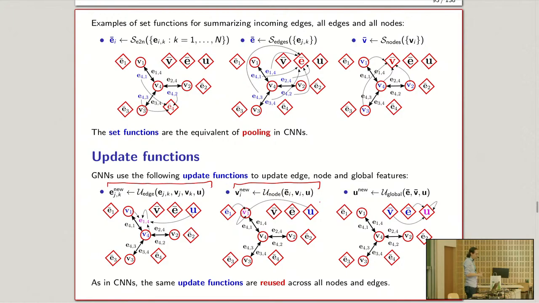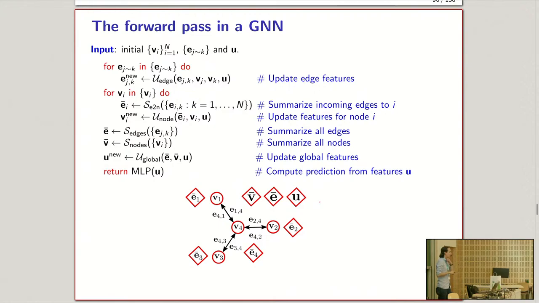So let's have a look at how the forward pass works in a graph neural network, also visually. You have at the bottom, visually, all the variables associated with the graph: the node features, the edge features, the summary of incoming edges, and then the summary of nodes, the summary of edges, and the global feature for the graph. We start by updating the edge features. So we go through all the edges and update the features for those edges by looking at the features of the nodes that are connected, the global features for the graph, and the previous value of the edge feature. We do that for all the edge features, iteratively.